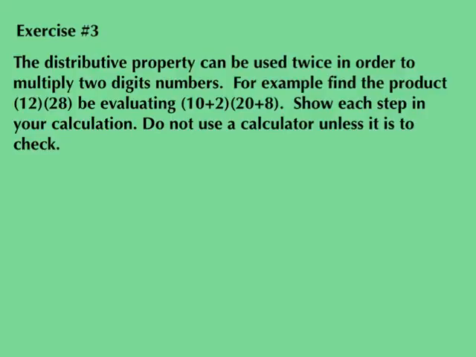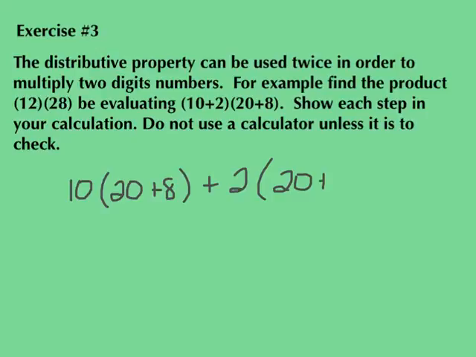So what I'm going to do is take this 10 plus 2 and split it up, because I want to multiply it twice to that 20 plus 8. So I'm going to say 10 times (20 plus 8) plus 2 times (20 plus 8).